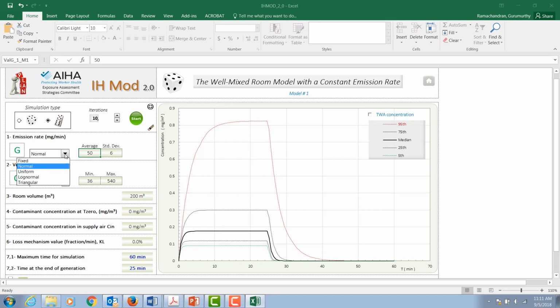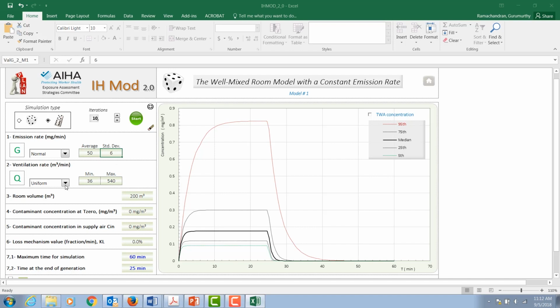So we have several possible distributions from which to choose. We can always choose a fixed value, in which case we revert to a deterministic model, but we can choose a normal distribution, a uniform distribution, a log normal, or a triangular distribution. So let's just pick a normal distribution for G, and the normal distribution has the parameters as shown here. So it has an average value of 50 milligrams per minute and a standard deviation of 6 milligrams per minute.